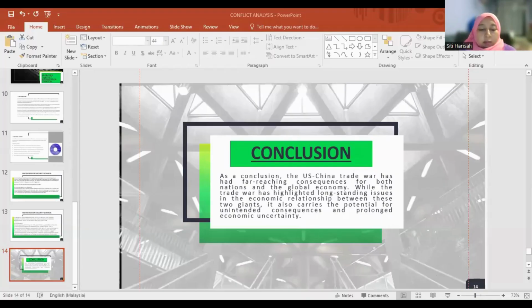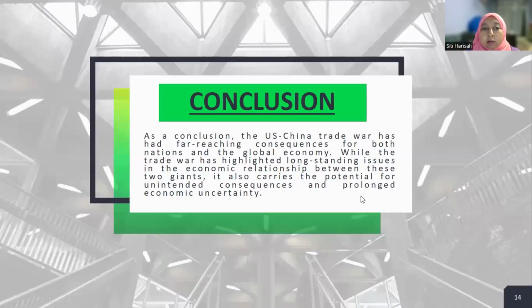Okay, thank you, Sakina, for the brief explanation. To conclude about this topic, the conflict between US and China trade has far-reaching consequences for both nations and the global economy. While the trade war has highlighted long-standing issues in the economic relationship between these two giants, it also carries the potential for unintended consequences and prolonged economic uncertainty.